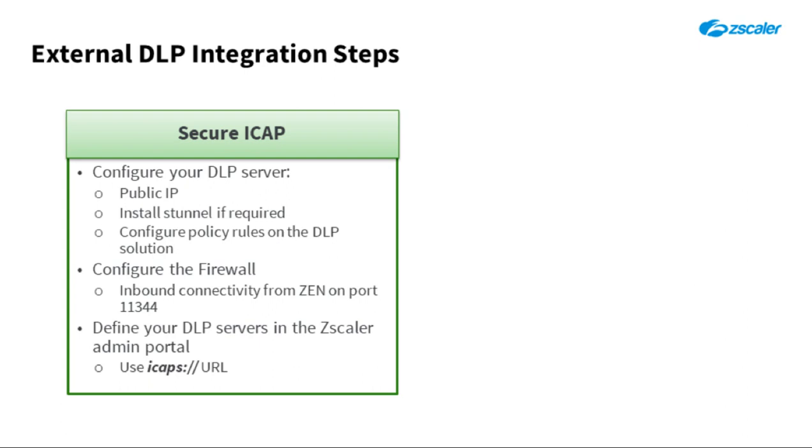The firewall in front of the DLP server must be configured to allow inbound connections from Zscaler, usually on port 11344. Then, as mentioned at step 4 in the previous slide, you must create the ICAP server in the Zscaler admin portal on the Administration ICAP settings page. When creating the ICAP server, the URL for the external system must be configured using the protocol definition ICAP-S.